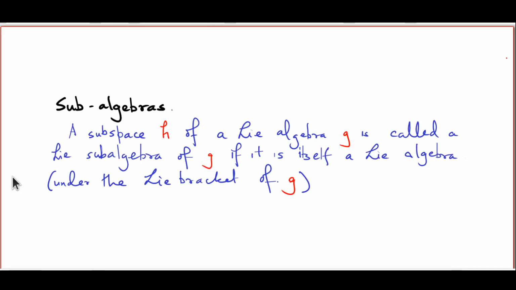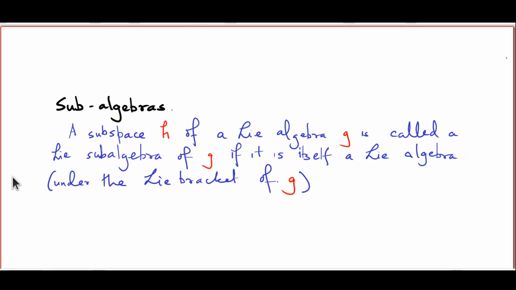Now, a subspace H of a Lie algebra G is called a Lie subalgebra of G if it is itself a Lie algebra, and just as in the case for groups, this has to be a Lie algebra under the same Lie bracket operation that was there in the original algebra, which is often also called the ambient algebra. So in this case, H is a subalgebra of G and G is an ambient algebra of H. We don't usually use the word superalgebra as opposed to subalgebra because that has a different meaning.